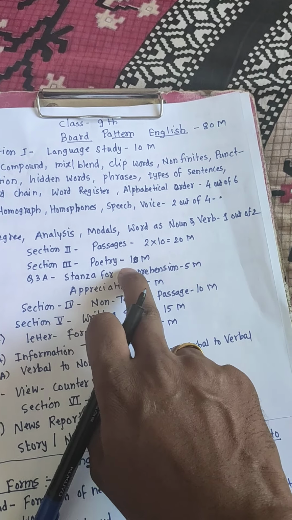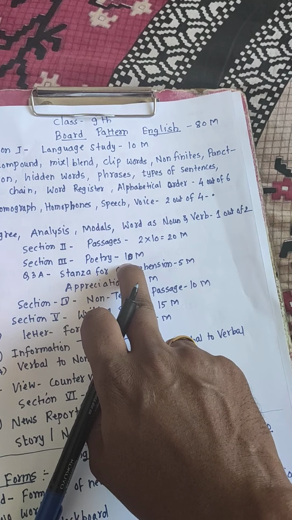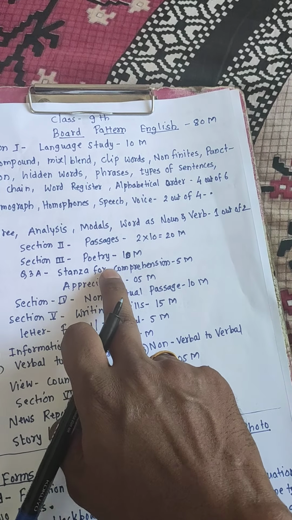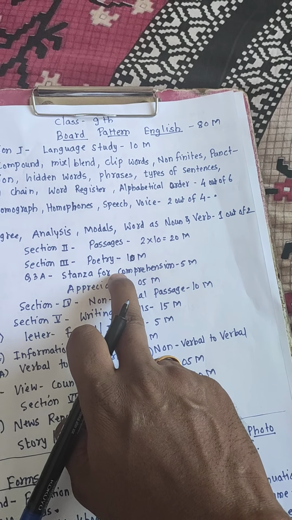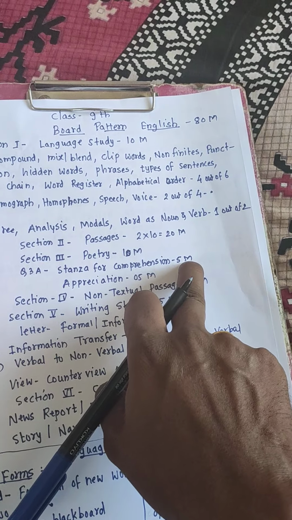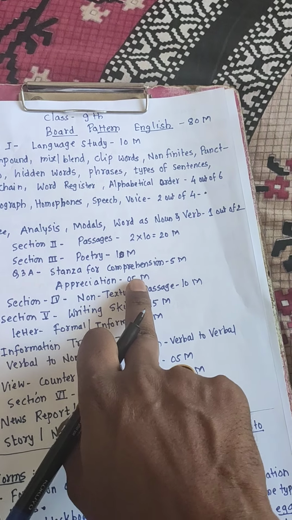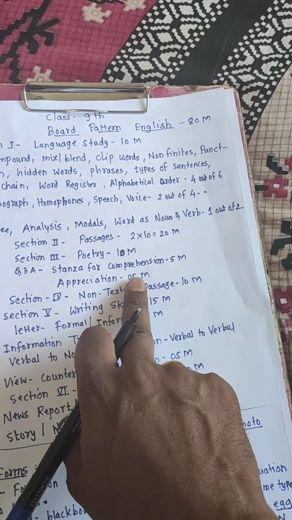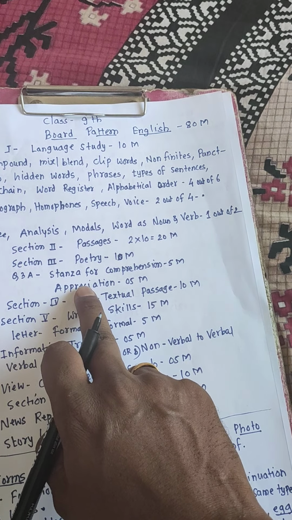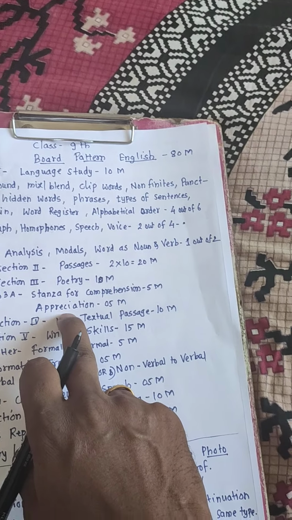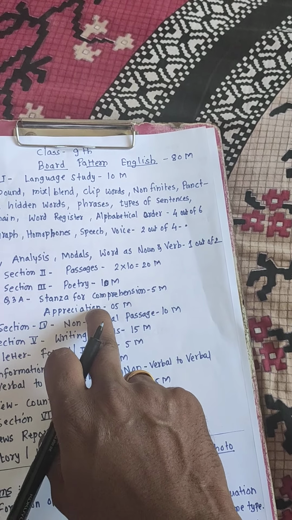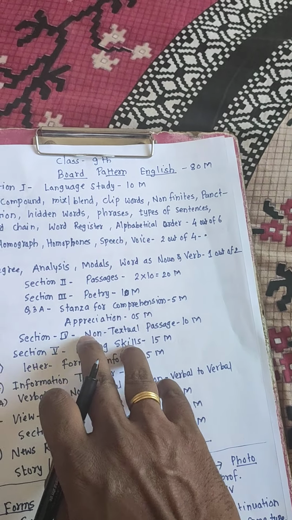Now, section 3 is poetry. It is for 10 marks. There will be 2 questions in this section. A stanza will be given to you. Based on that stanza, you will be asked some questions for 5 marks. And then appreciation of the poem. Out of the poems you have studied, 1 poem will be given to you and you have to write the appreciation of that poem. And it's a literary term. There are some points in appreciation that we'll study afterwards.